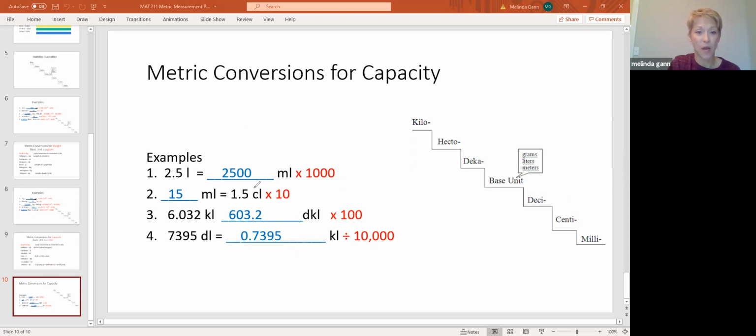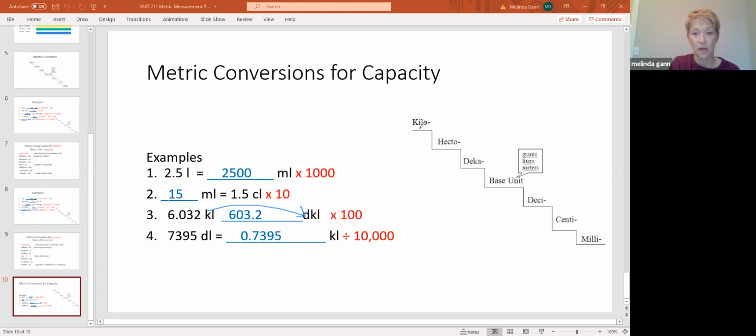Again, number to blank, so I'm going centiliter to milliliter. So centiliter to milliliter is only 1 step. So 10 to the 1, which is just 10. I'm going from big to small, so I'm multiplying, I'd get 15. All right, kiloliter to decaliter. All right, kiloliter to decaliter.